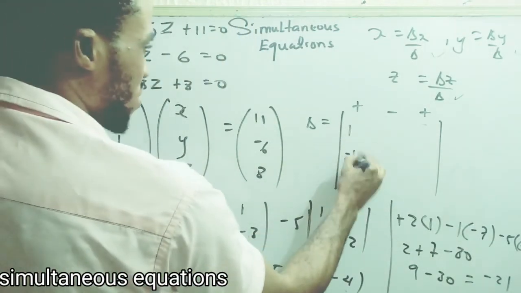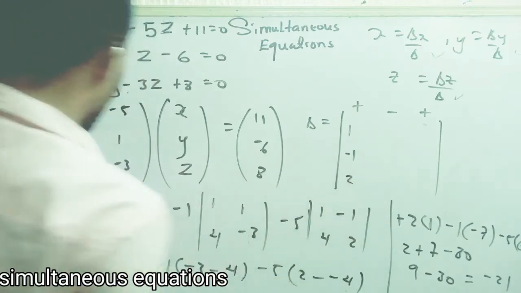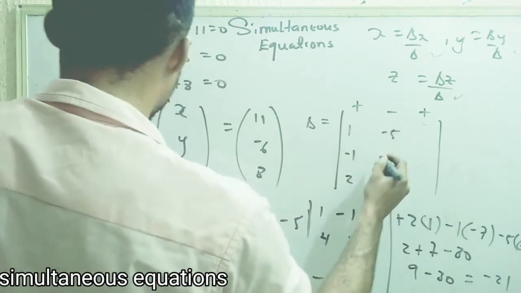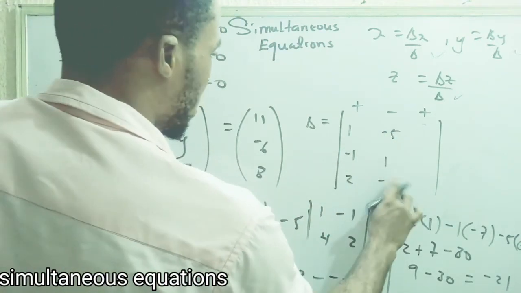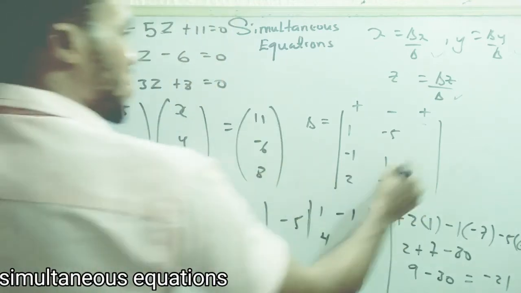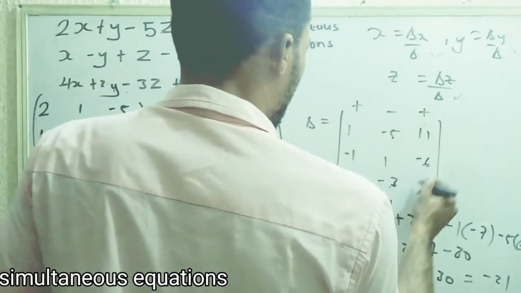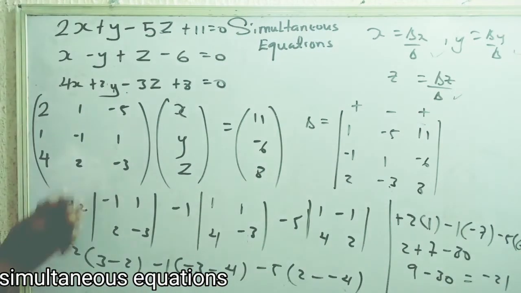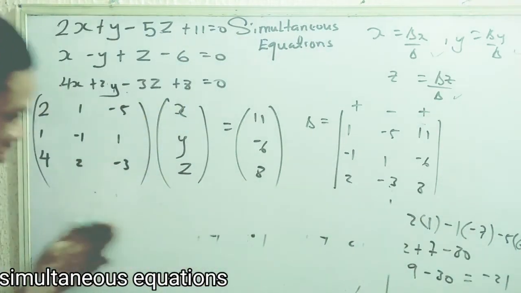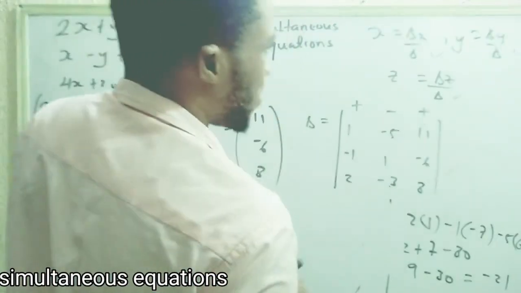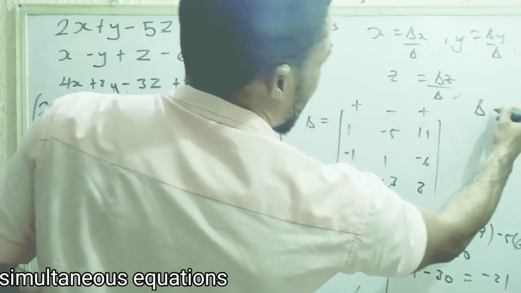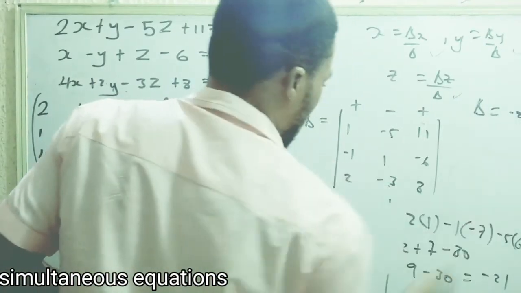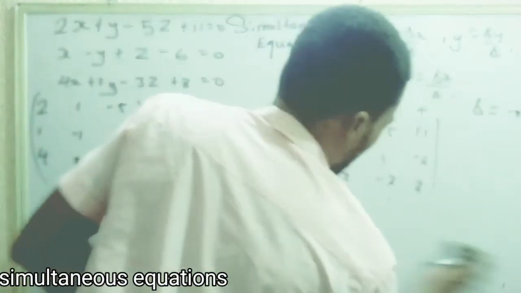I'll have 1, minus 1, 2. Then write this one, I have minus 5, 1, minus 3. Then from that point, I'll repeat this one. I have 11, minus 6 and 8. Then I've done that. So I'll repeat what I've done here again. Then I have what I need. So let me write it over. I've gotten the determinant to be minus 21. Now repeat the same process for the subsequent ones.